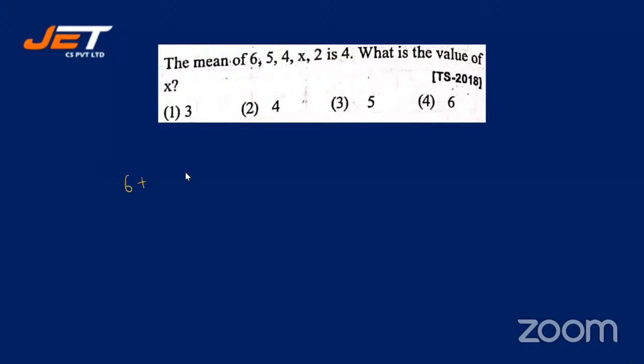6 plus 5 plus 4 plus x plus 2, divided by how many numbers? 1, 2, 3, 4, 5. Divided by 5 is 4. Now find out the value of x. All right? Yes. Let me see how many are giving me the answers.